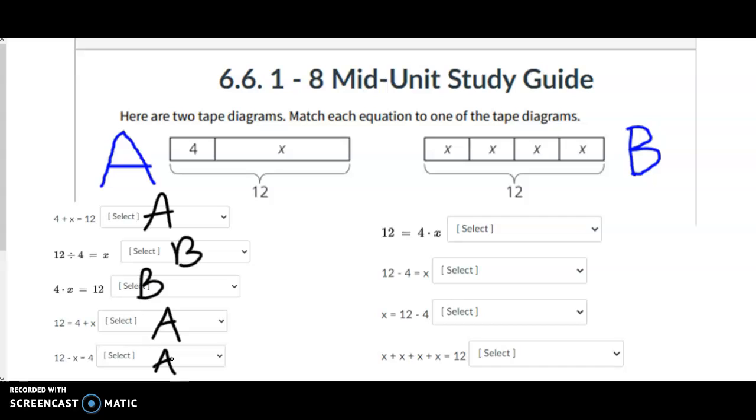The next one is 12 equals 4 times x. Well, when we're multiplying, that's B. And notice we have 4 x's there, and we're multiplying 4 times the x.